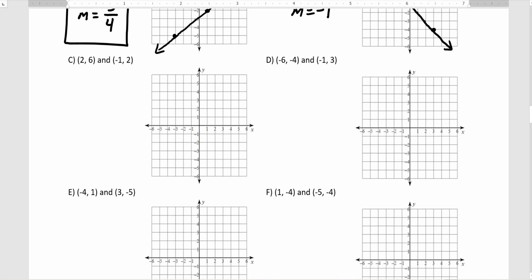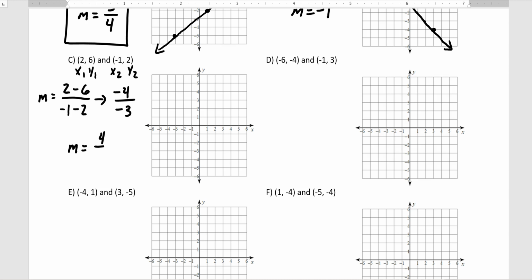So let's start here with letter C. So we have x1, y1, x2, y2. And of course, m equals y2, which is 2, minus y1, which is 6, over x2, -1, minus x1, which is 2. All right, well, 6 minus 2 is -4. -1 minus 2 is -3. -4 over -3, well, a negative divided by a negative gives us a positive, so we're going to say that that's 4/3.